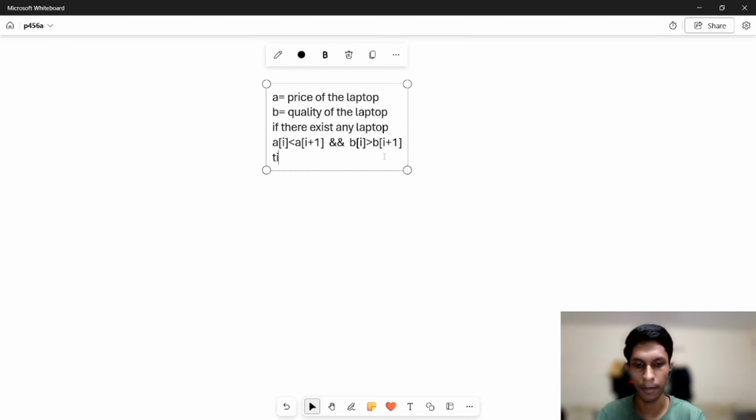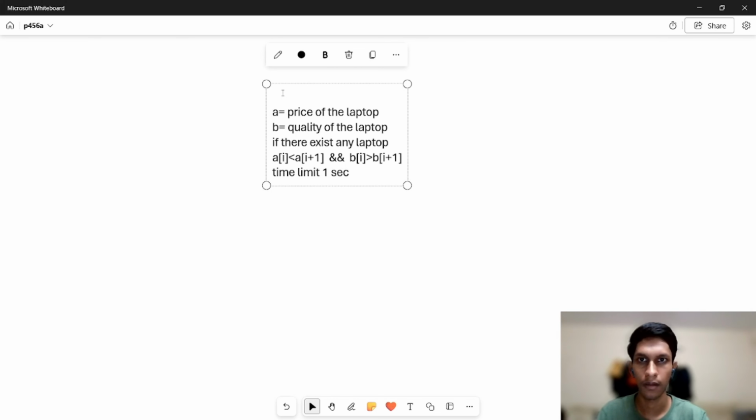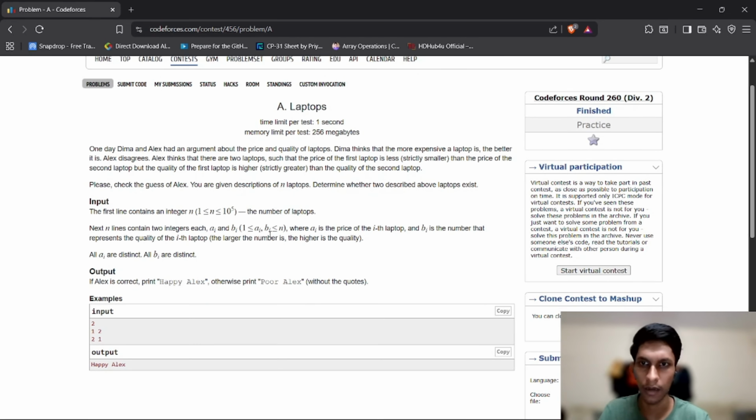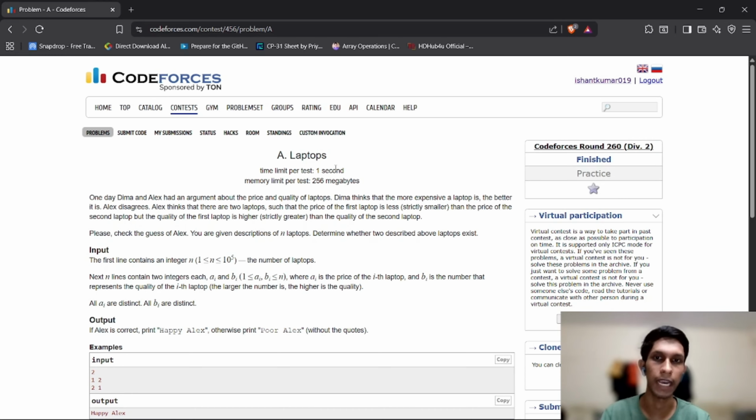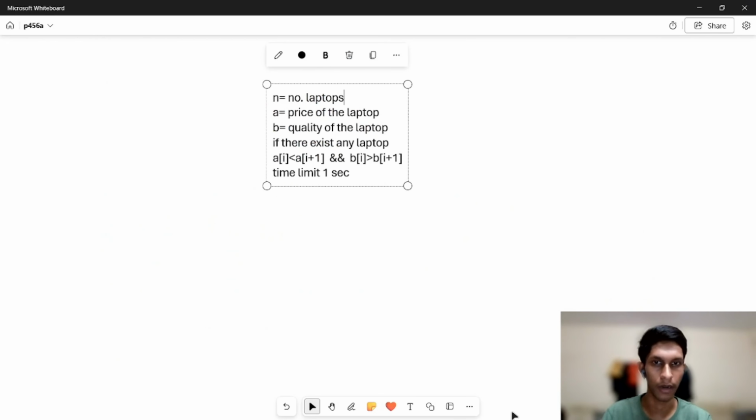We are given a time limit of 1 second. So we have to keep that in mind because we are dealing with arrays, and here I'll just mention it. N is the number of laptops. The number of laptops will be up to 10 raised to 5. That's what I was saying. We have to keep a check on the time.